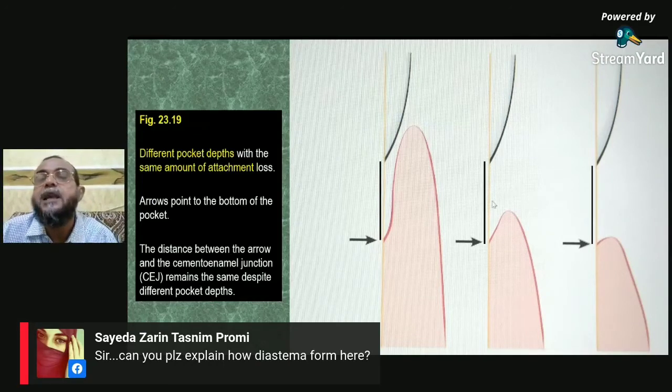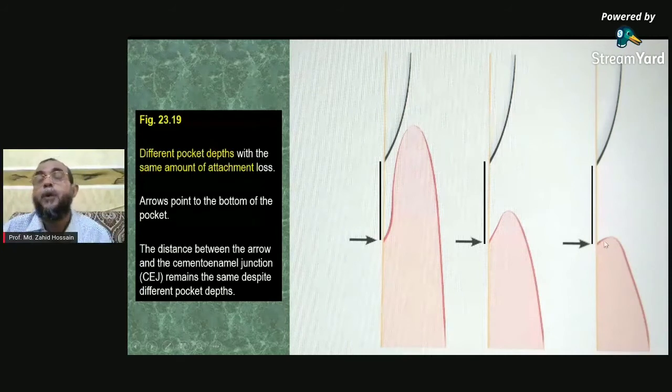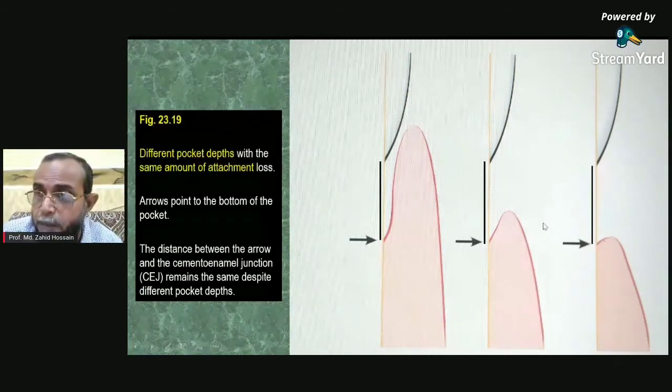In this case, recession is there, but you see the probing depth is a shallow pocket. From here to here is the recession, and from here to here is the pocket depth. So pocket depth plus recession gives the attachment loss. And here, you see, the pocket depth is almost nil, maybe 0.5 millimeter, but you have to add the recession for attachment loss. So attachment loss is the same, but the gingival probing depth is different. So probing depth alone cannot tell you the condition of periodontitis.